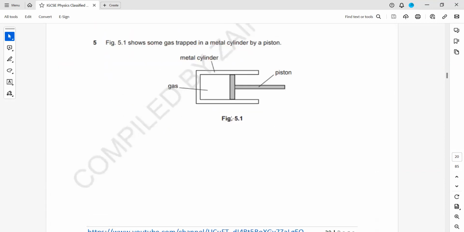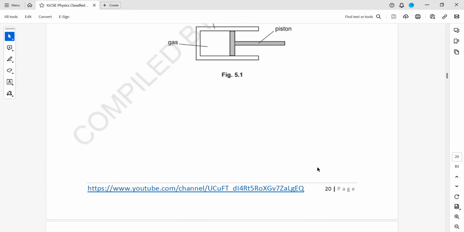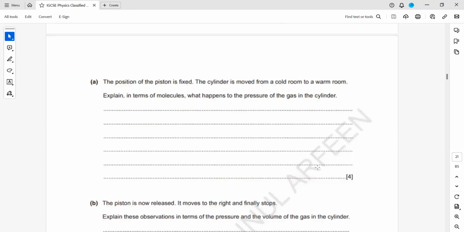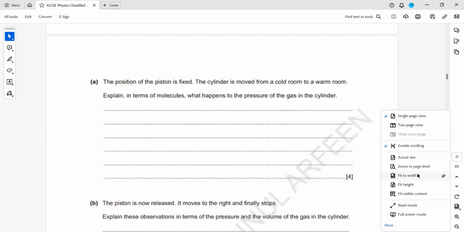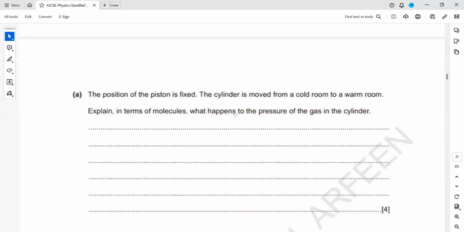Figure 5.1 shows some gas trapped in a cylinder with a piston. The position of the piston is fixed, so it means it is not changing. It has a constant volume. The cylinder is moved from a cold room to a warm room. In terms of the molecules, what happens to the pressure? You have to refer to the molecules.